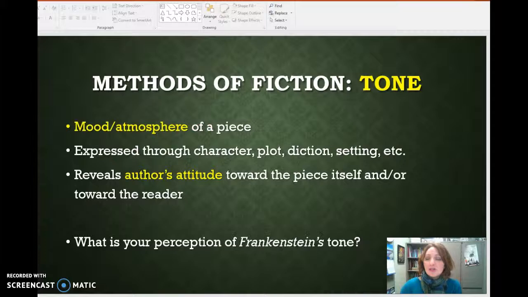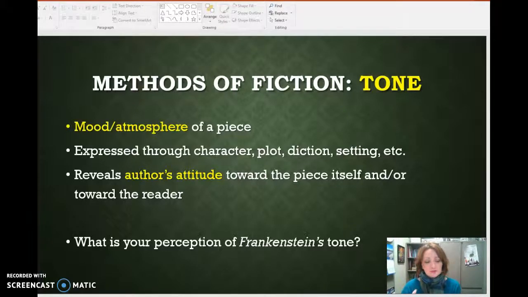Something that I want you to start looking for as you begin to read Frankenstein is to think about the mood that it creates. Mary Shelley's Frankenstein is categorized as Gothic fiction, which has its own certain descriptions to it. And as you begin to read it, I think you'll start to get an idea of what those elements of tone are. So what kind of atmosphere is created as you begin to read Mary Shelley's Frankenstein?